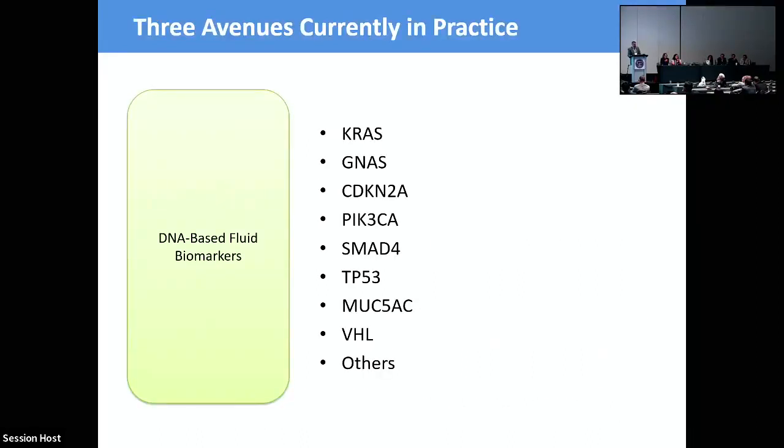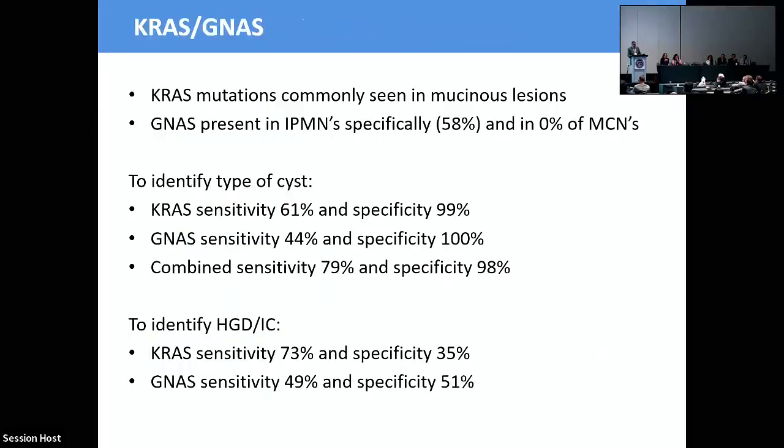And then onto DNA-based biomarkers. So you can see here there's a whole sort of battery of these, and there's actually a lot more as well. But going through probably some of the most important ones here. So KRAS, GNAS are probably some of the ones that people in the audience are most familiar with. KRAS mutations are most commonly seen in mucinous lesions. GNAS present in IPMNs and would specifically help distinguish from MCNs, since these don't tend to be present in MCNs.